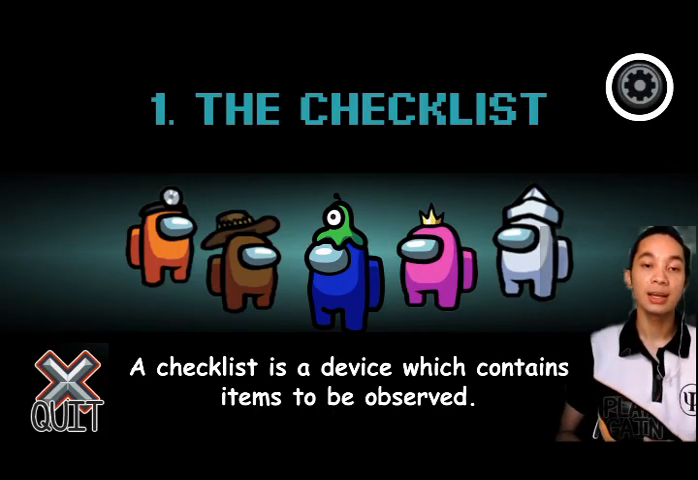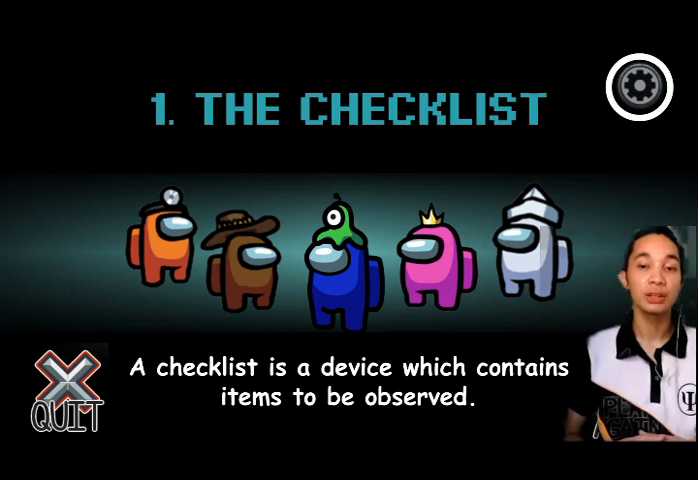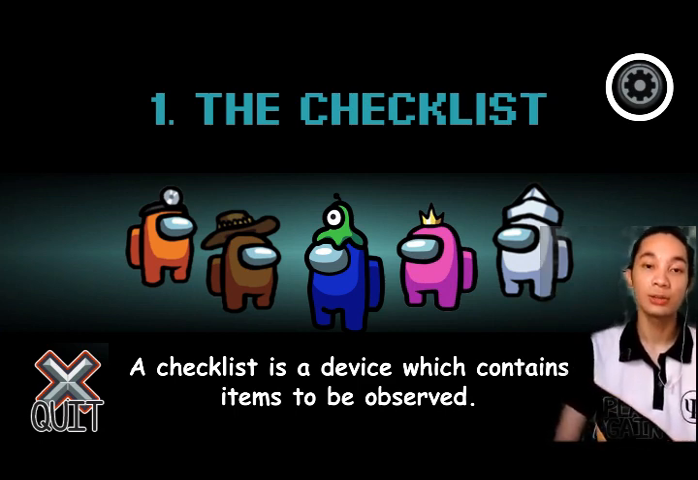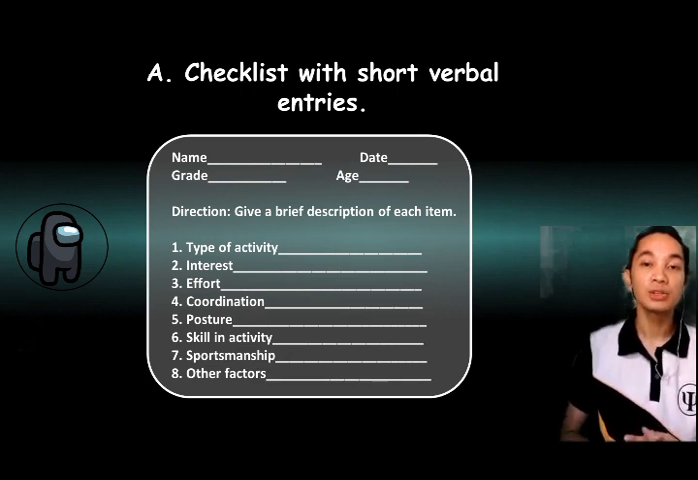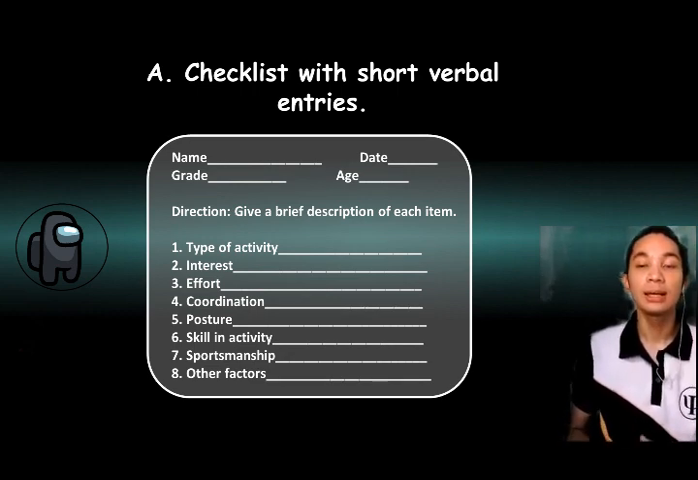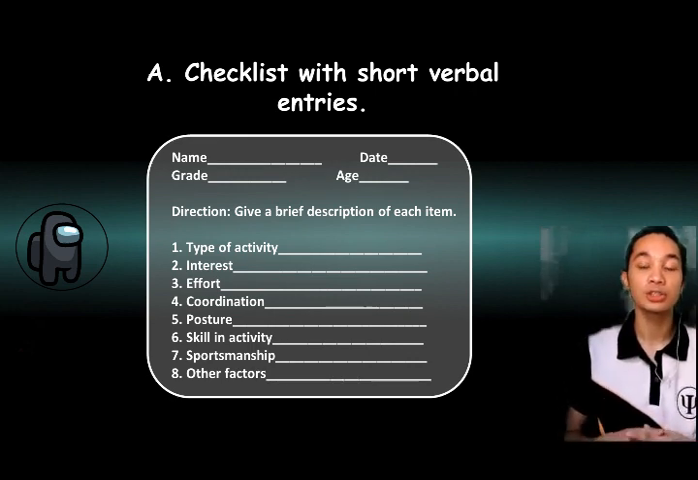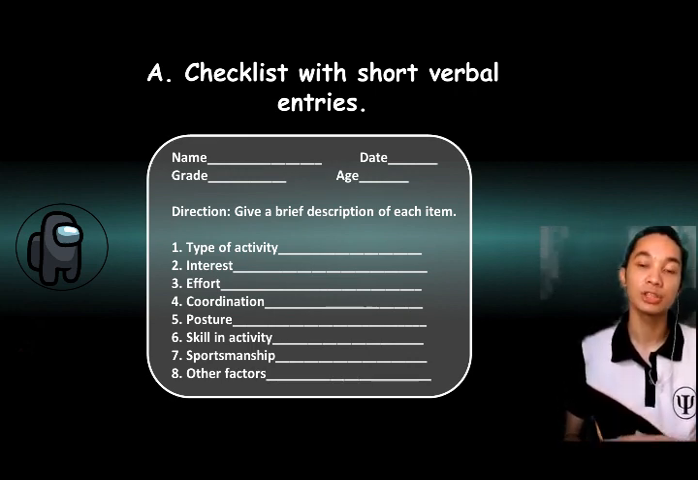The checklist. A checklist is a device which contains items to be observed and a space for a number or check marks or short verbal entries. It is categorized into 3. A. Checklist with short verbal entries. The items to be observed are listed down, to be followed by a short verbal description of each item.